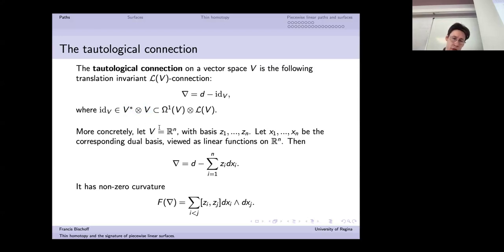So if you identify V with Rn, you take a basis Z1 up to Zn, and then you let x1 up to xn be the corresponding dual basis, which are coordinates on Rn, then you get this expression here for this tautological connection. And this is a non-flat connection. It has curvature given by this expression here.